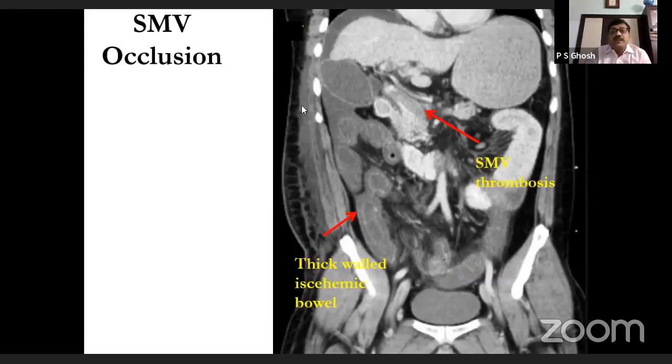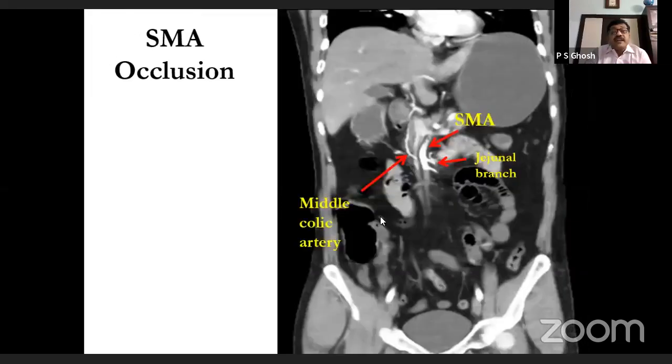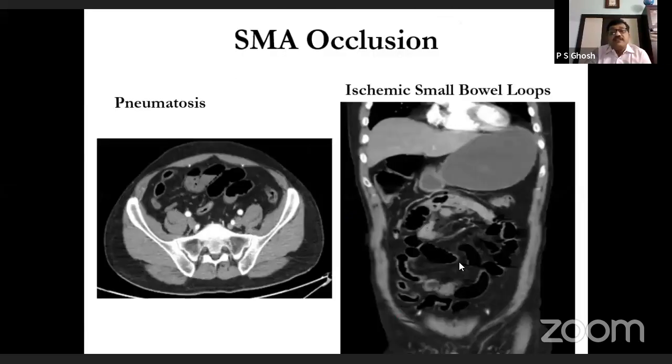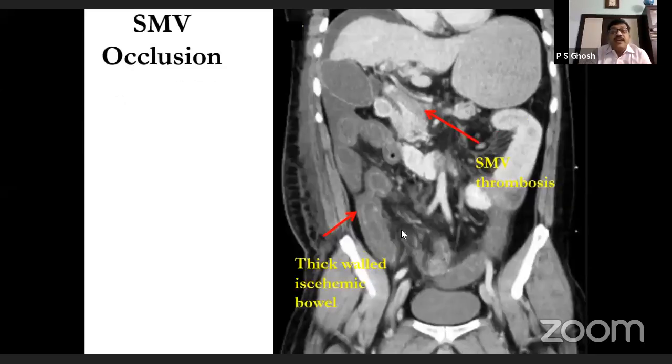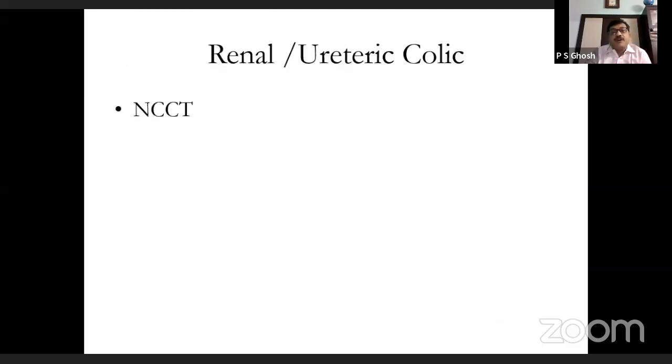Now, SMV occlusion. Here we can see that there is some thrombus inside the SMV, but the difference is that in the arterial case the bowel walls are thin, paper thin actually. They are not thick. But in case of SMV, as the venous return is not there, we can see the ischemic bowel wall is very thick. So this is the difference in the findings or signs of the small bowel in case of mesenteric occlusion.